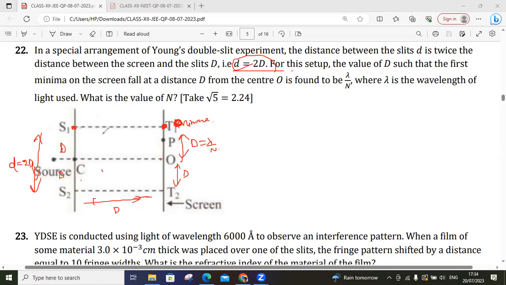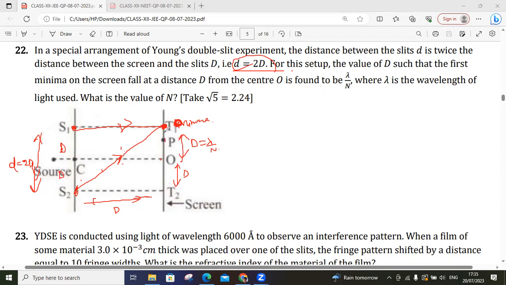Telling here, minima is there. So for minima, if you come like this, this will be one path, and from this also one wave will come, its path will be like this. So path difference between these two, this is the first minima. So path difference between these two should be lambda by 2, first minima. So path difference should be lambda by 2.